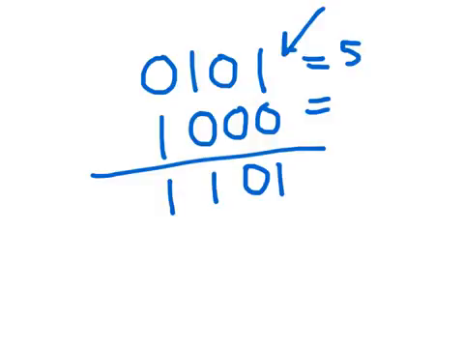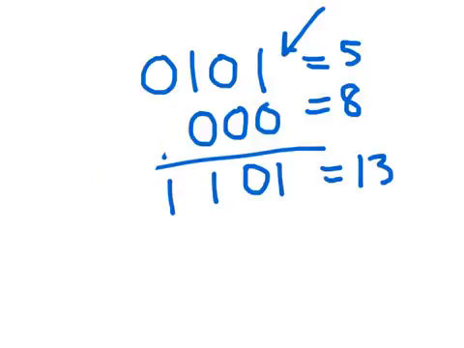And in here we just have a 1 in the 8's place, so that's 8. And we know that 5 and 8 should be 13. So we can test that. We have 8 plus 4 plus 1, and that's 13. So that's how you do this.